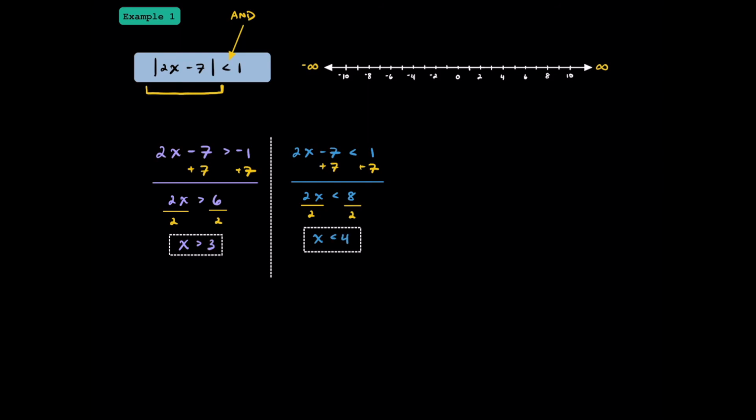The values of x that make this absolute value inequality true must be greater than 3, but less than 4. Any of the decimals or fractions in between 3 and 4 make this true. Since x can't equal 3 or 4, we're going to have to put open circles on 3 and 4 on the graph and connect them.